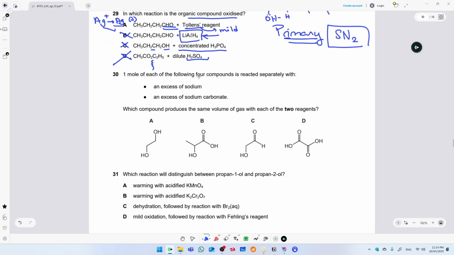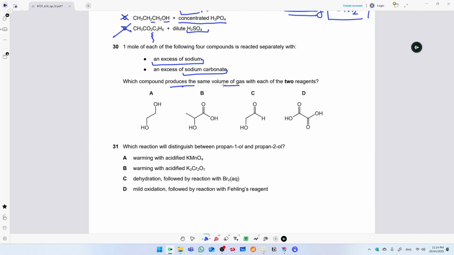1 mole of each of the following 4 compounds reacted separately with an excess of sodium and excess of sodium carbonate. Which compound produces the same volume of gas with each of the 2 reagents? So OH will react with the excess sodium but not with the sodium carbonate. So A is not the answer because it has to react with both and at the same amount. So this has 1 carboxylic acid and 1 OH. Both will react with the sodium, but only the carboxylic acid will react with the carbonate. So no, because it will produce less hydrogen gas with this.